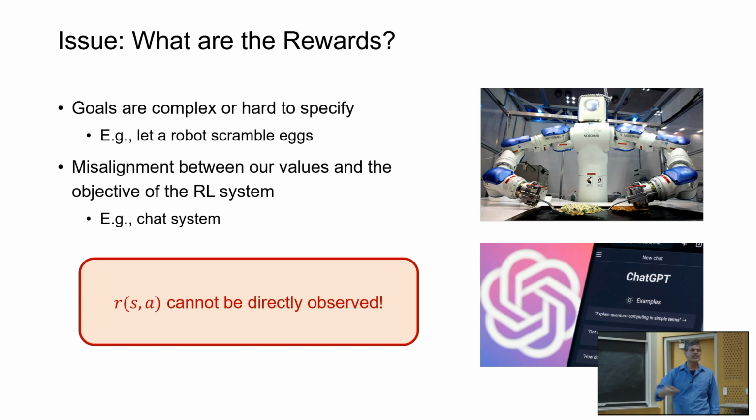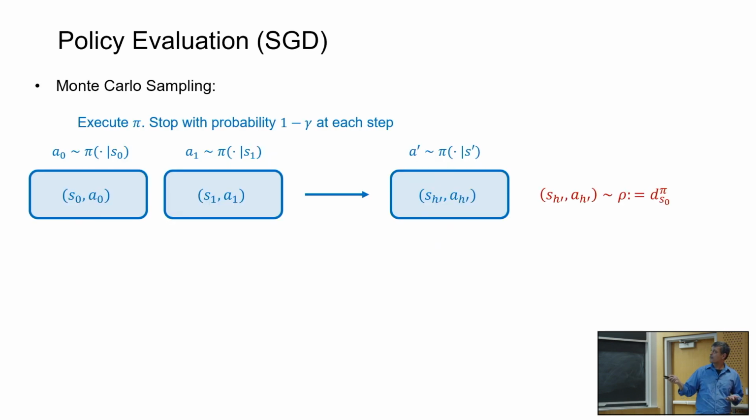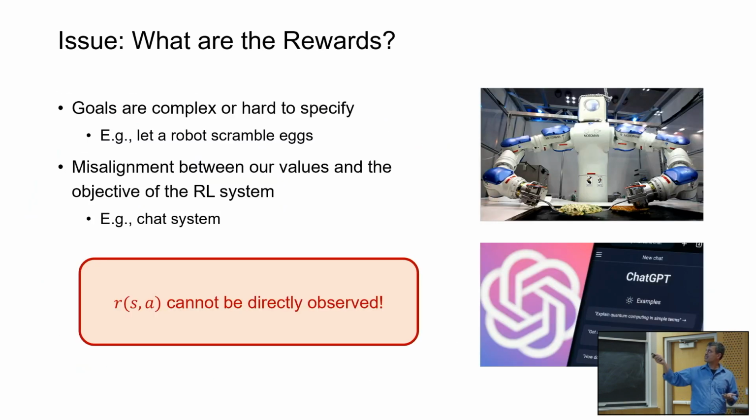So that whole procedure that I described works if you run a policy pi starting from some initial state S_i, A_i, and to figure out an estimate of the Q function, you add up all the rewards multiplied by the discount factor, right? But I can't do that if I don't know what the rewards are. So this is the problem. For many problems of interest, for example, a robot scrambling an egg, you don't have this. And so the question is, what should you use instead of R(S,A)? That's the question. Okay, is that clear?